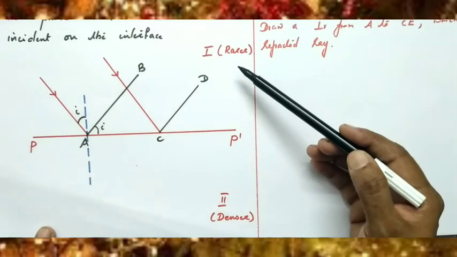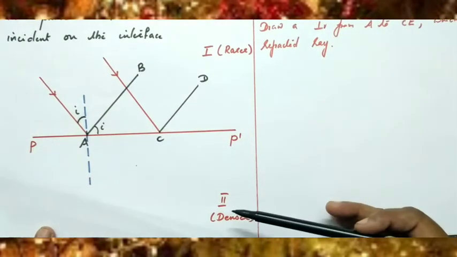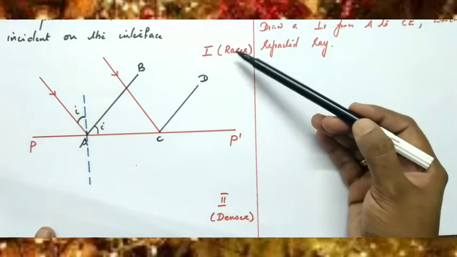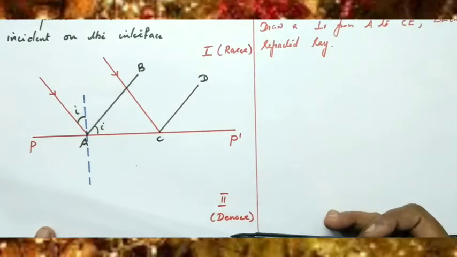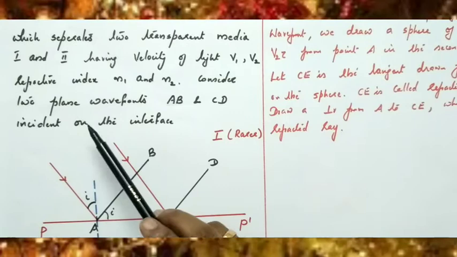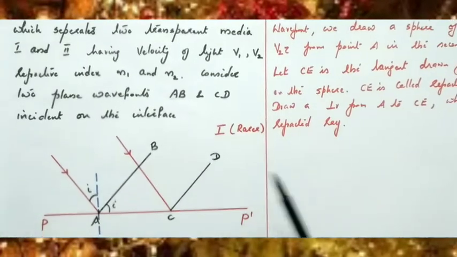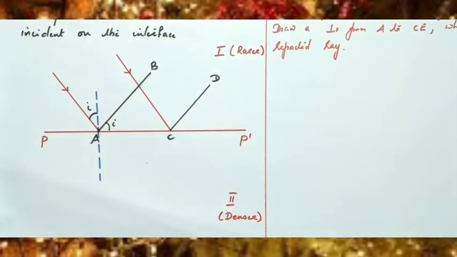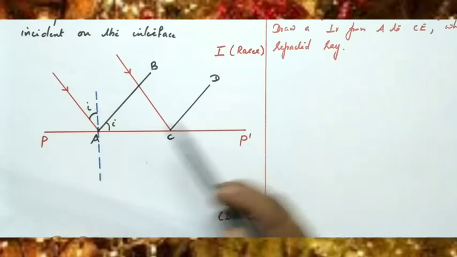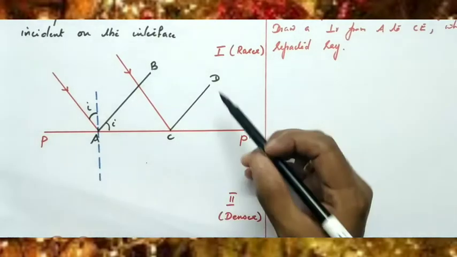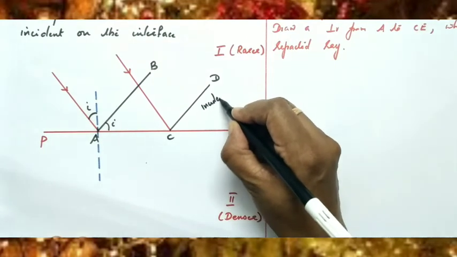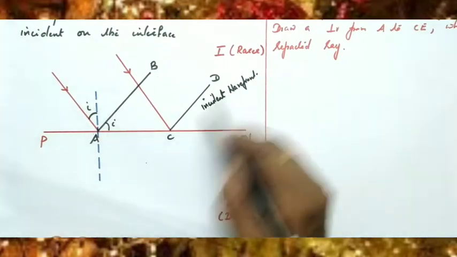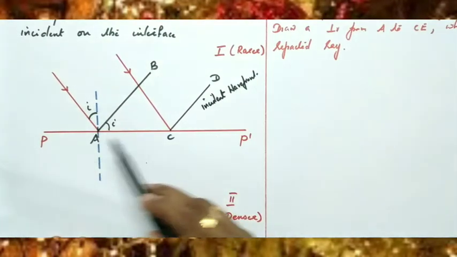First we can discuss what happens when a ray of light travels from rarer to denser. So consider the interface P dash which separates two transparent media. Number one is rarer and the second medium is denser. Consider two plane wavefronts AB and CD incident on the interface. So, AB and CD are the two incident wavefronts on the interface.